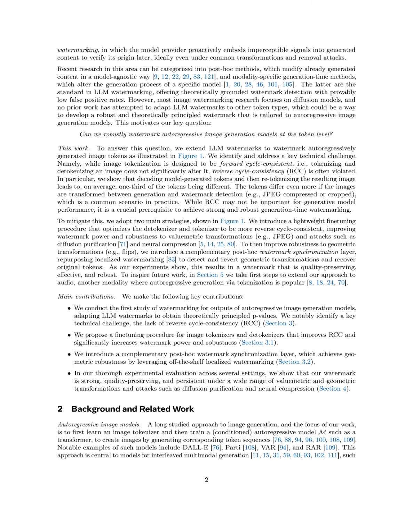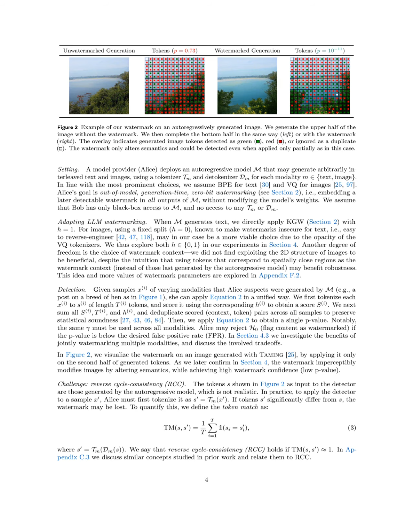After the image is generated, if it undergoes transformations, e.g., JPEG compression, we apply a detection process that first retokenizes the transformed image and computes a token match score. This score is then used to calculate a p-value. If the p-value is below a certain threshold, it indicates the presence of the watermark, confirming the image's origin despite the transformations.